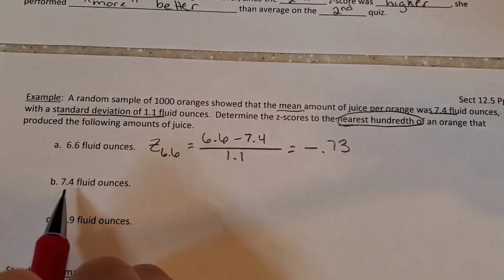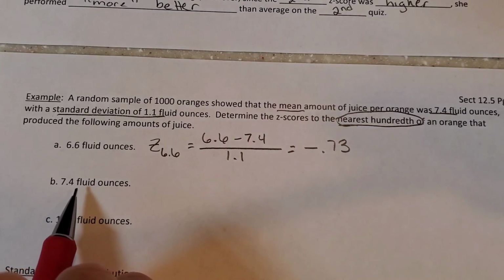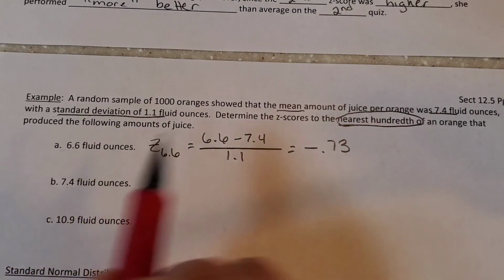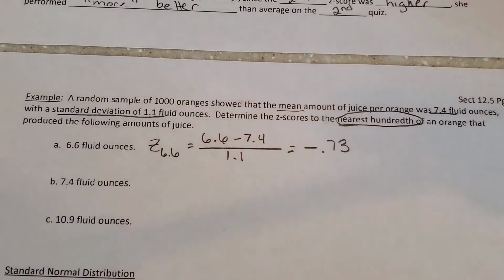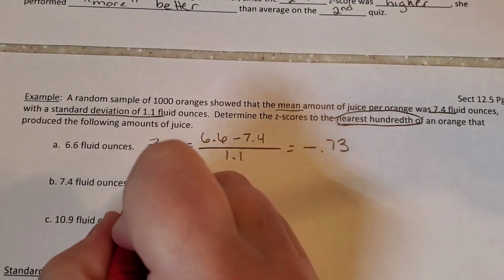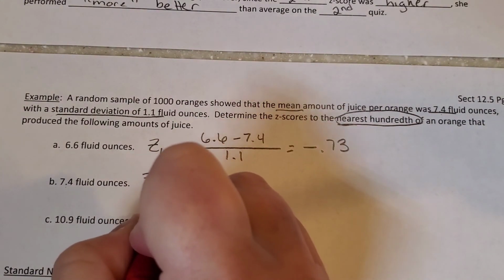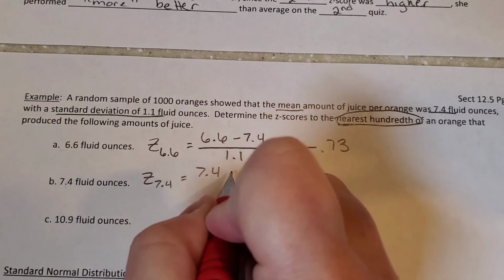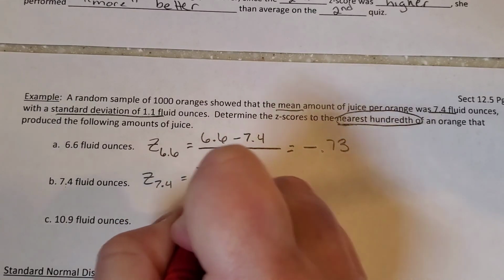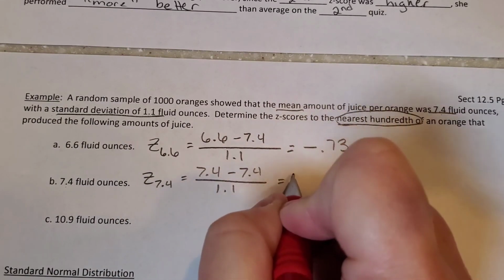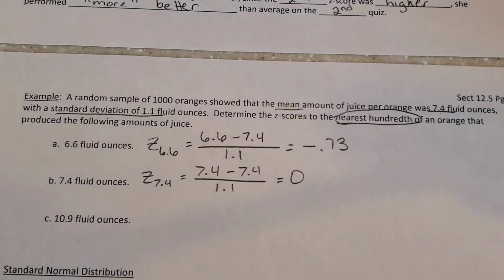On the next one is 7.4 fluid ounce orange. Well, notice that's the same as our mean. So we're going to expect a z-score of 0 here. And notice that's what we get. If we take the 7.4, we subtract the mean, we divide by the standard deviation, we do get 0.